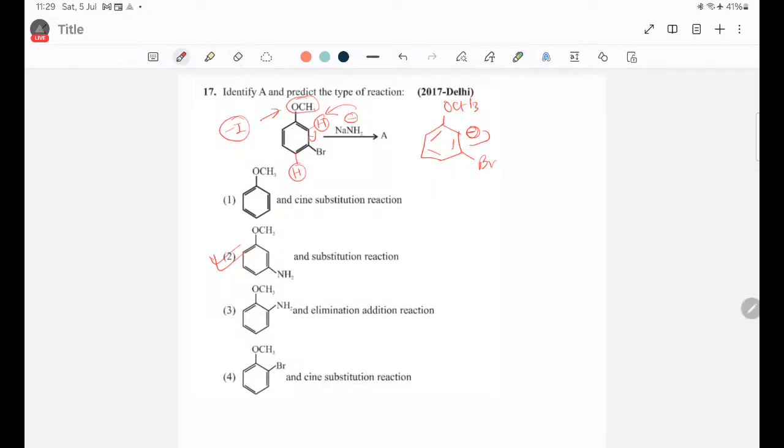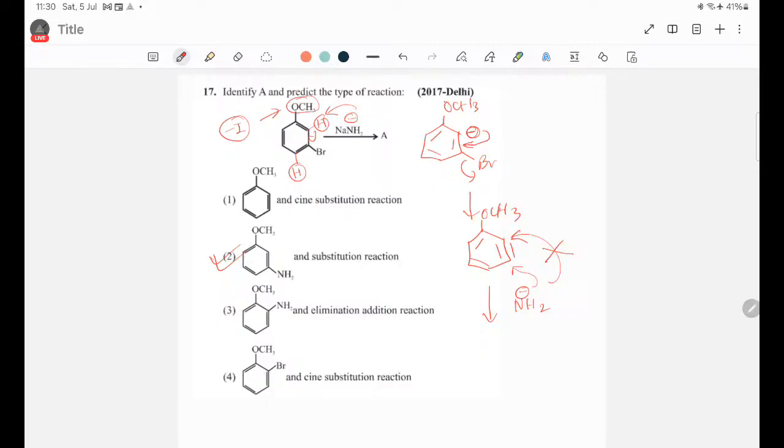Now if this is more stable, then this negative charge will take part in this double bond or resonance to remove this bromine. Now the benzyne intermediate will be formed. In this case the benzyne intermediate will be formed. Now again you have to think where these NH2 minus will attack. NH2 minus can attack here or here, but NH2 minus will not attack the adjacent position of OCH3 group.